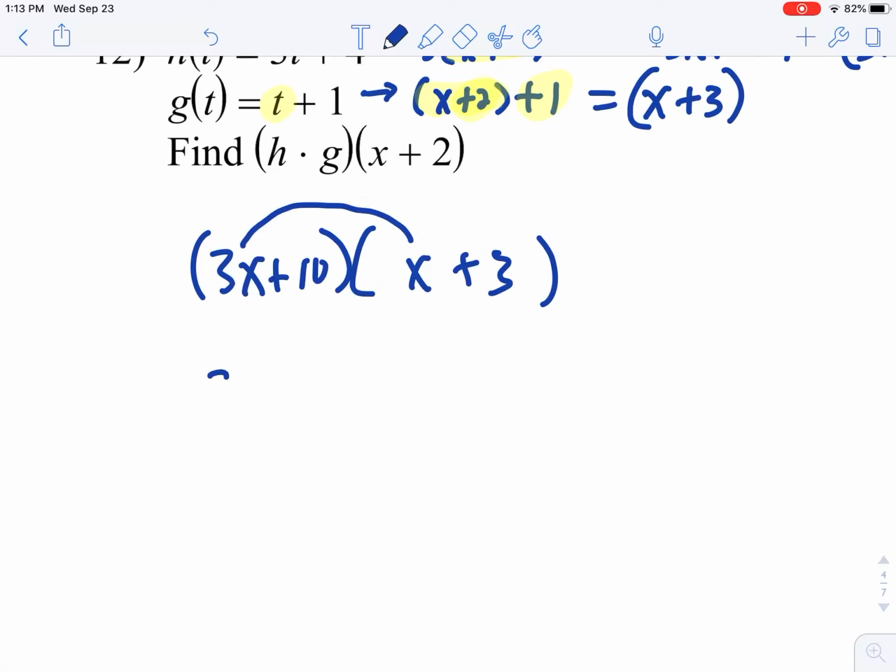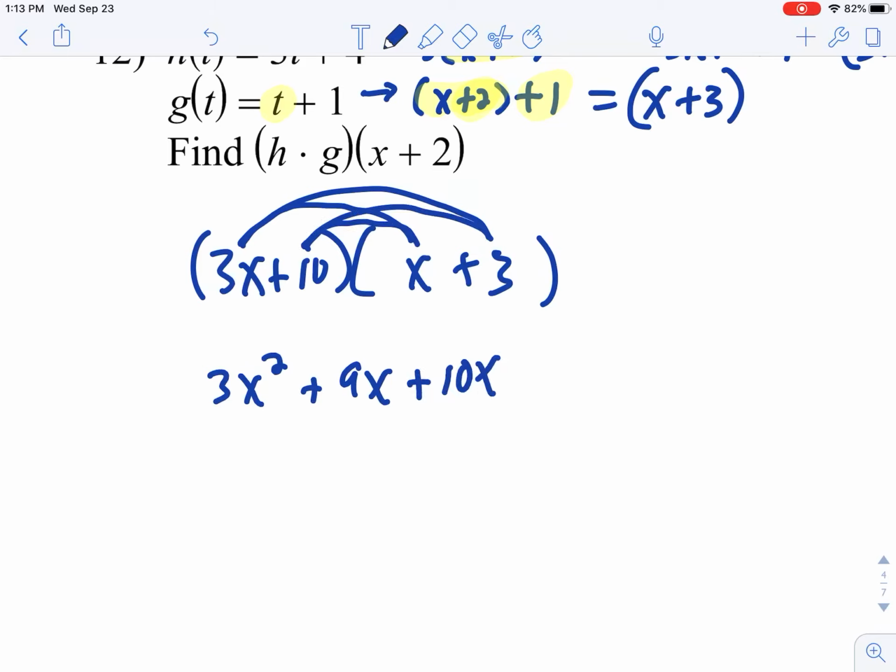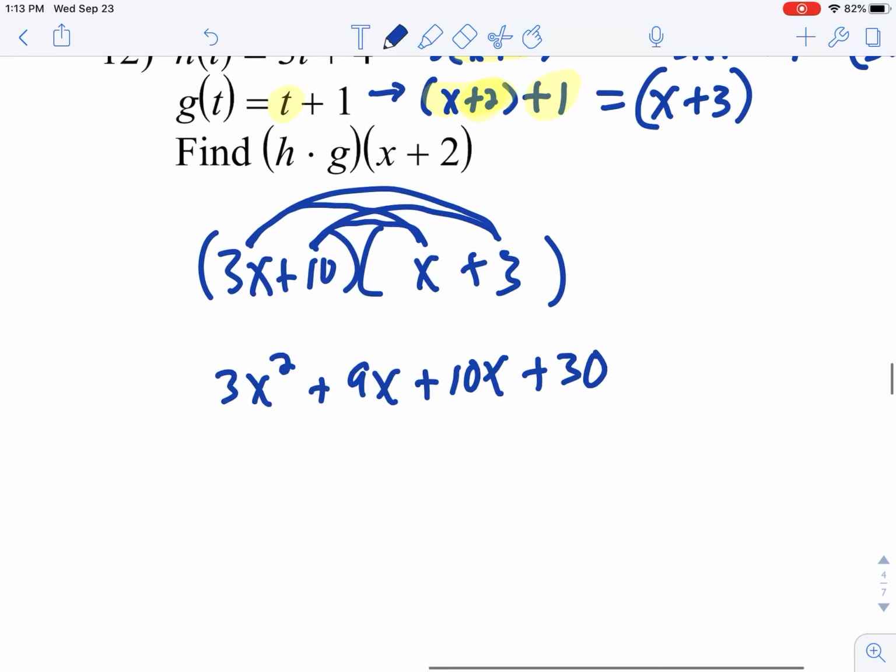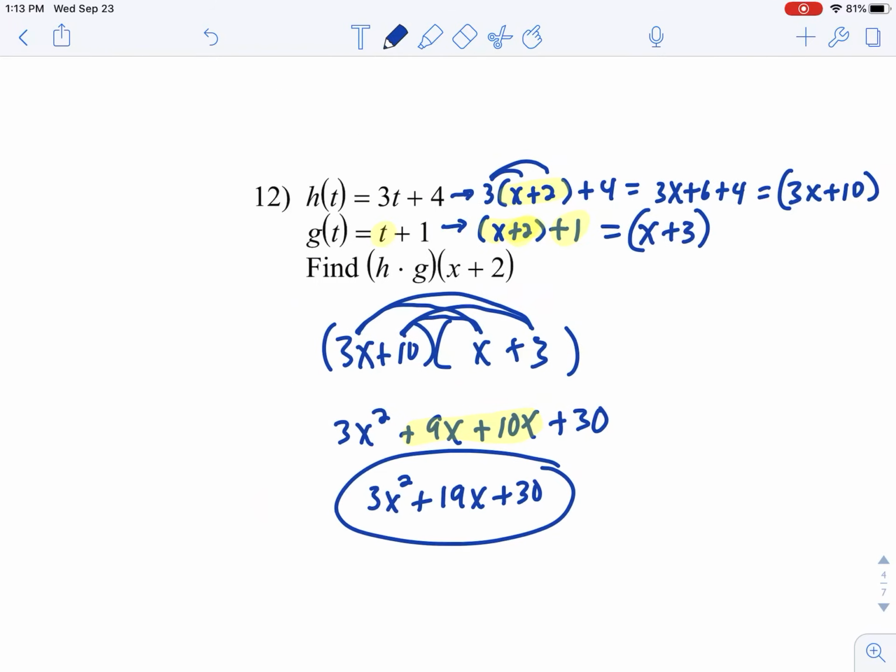3x times x is 3x squared. 3x times plus 3 is plus 9x. 10 times x is plus 10x. 10 times 3 is plus 30. Of course, there are like terms right here. So 3x squared plus 19x plus 30. That ought to be the answer to number 12.